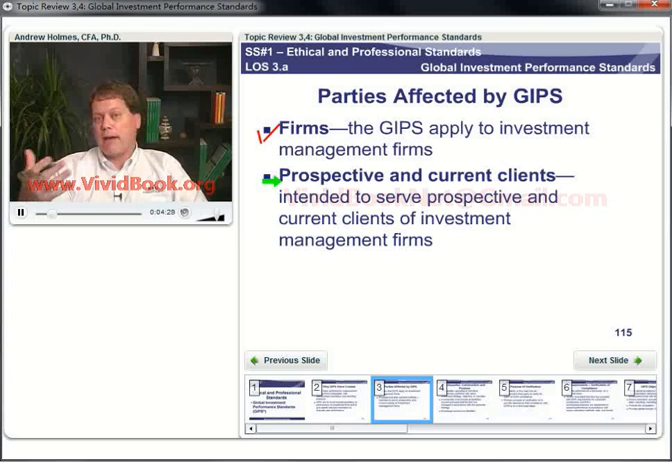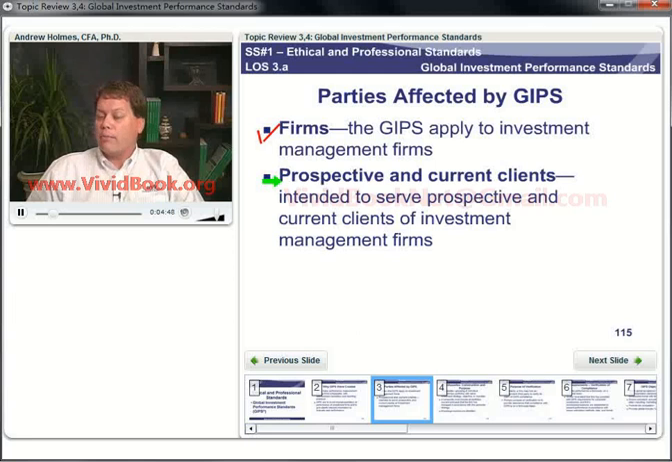So it is impacting the firm, and it is also impacting the client when we talk about who is impacted by GIPS. Those are the main two parties. Now, there are lots of observers on the sideline. There's the regulators, there's the institute, and as we're going to talk about in a little while, there are verifiers or third-party verifiers.